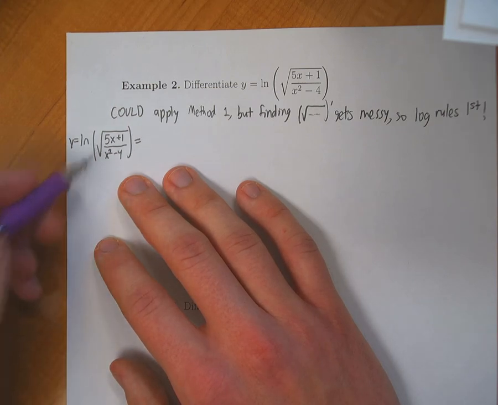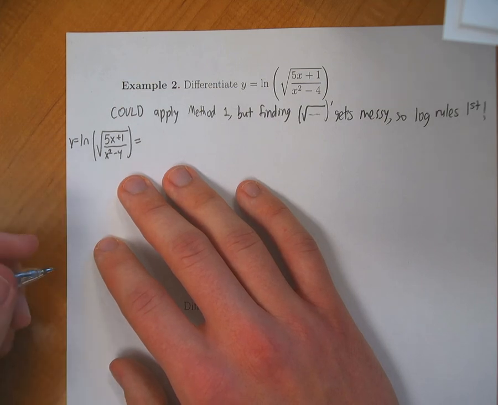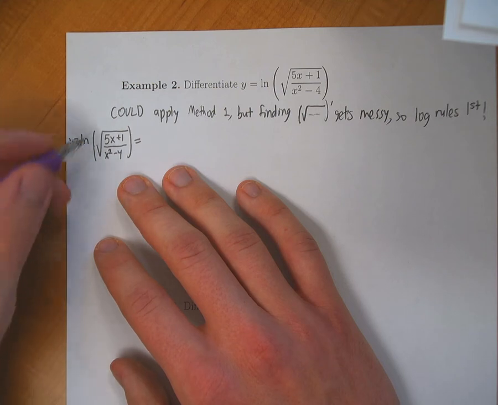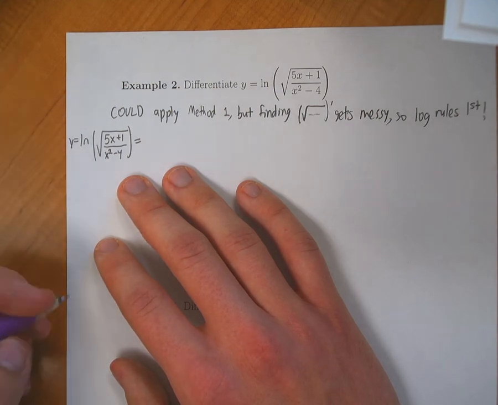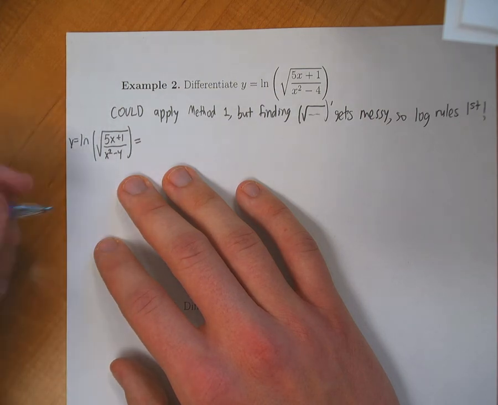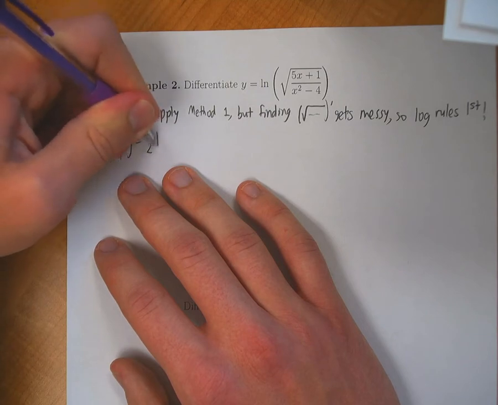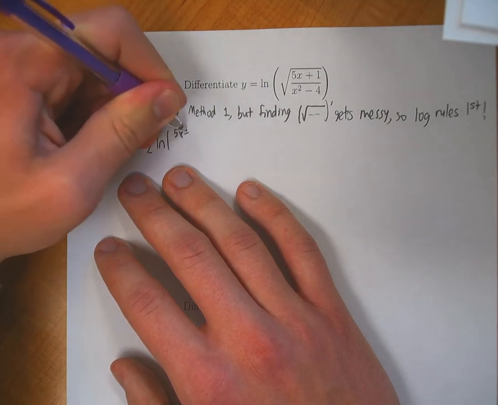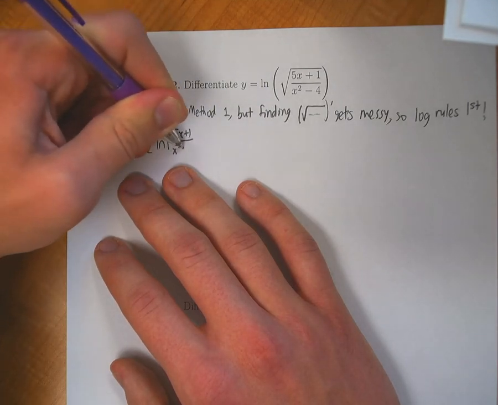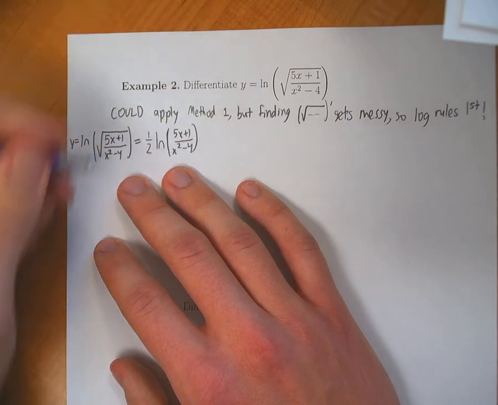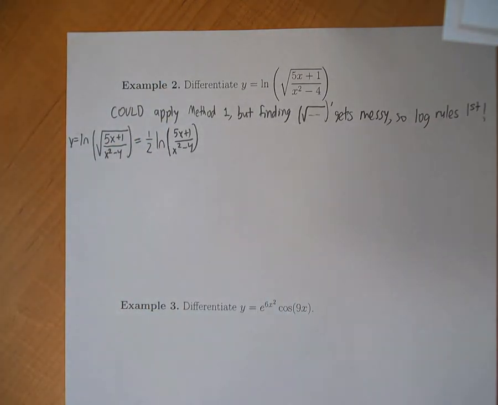So we have a square root, so what can we do with that? Just square the whole function? Not square the whole function, because remember, this is the same thing as... Could you make it to the power of a half? Exactly. So then you can throw that half outside as we did before. So we have 1/2 times natural log of (5x plus 1) over (x squared minus 4). So that takes care of that.